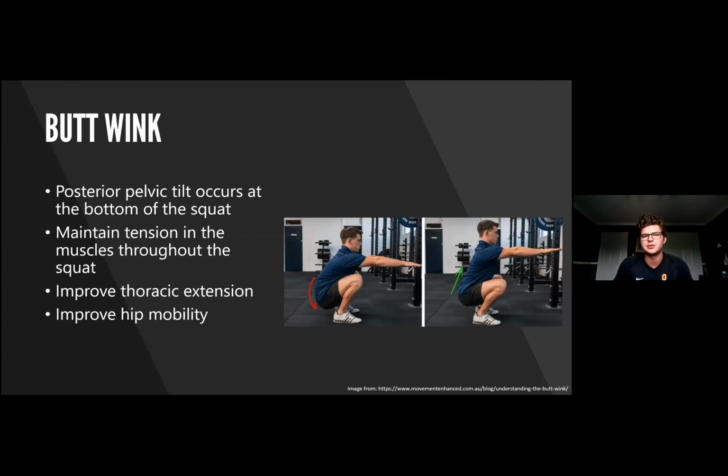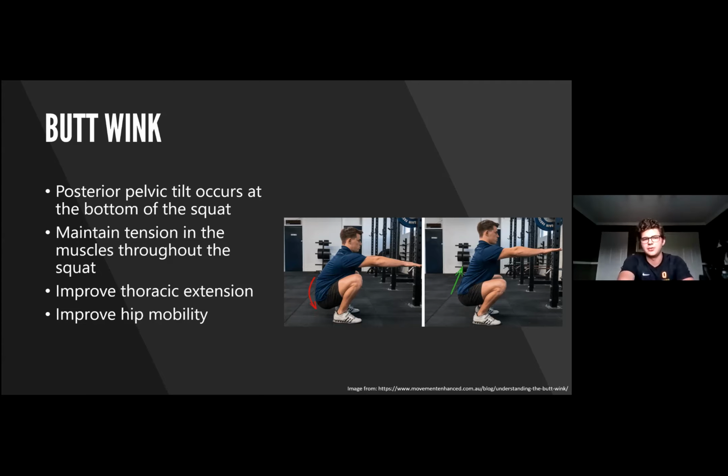We want to be able to improve our thoracic extension ability, thoracic mobility. This way, if we have a neutral spine, that can carry down and help us control our pelvis. And also improving hip mobility can ensure that we're able to keep control of our pelvis in a neutral position throughout the squat.